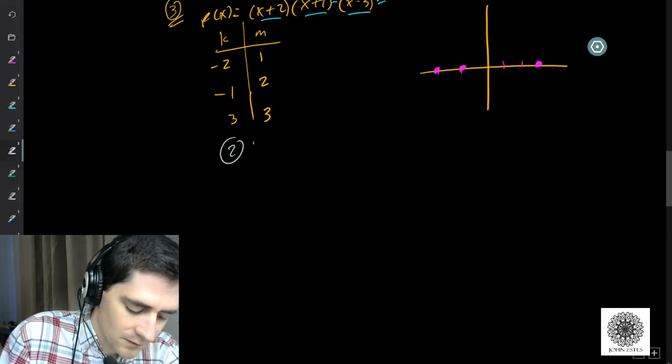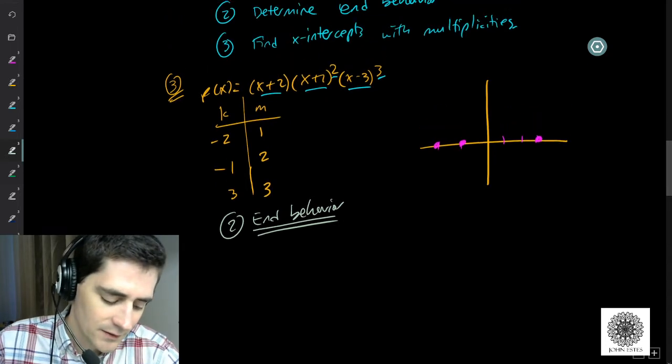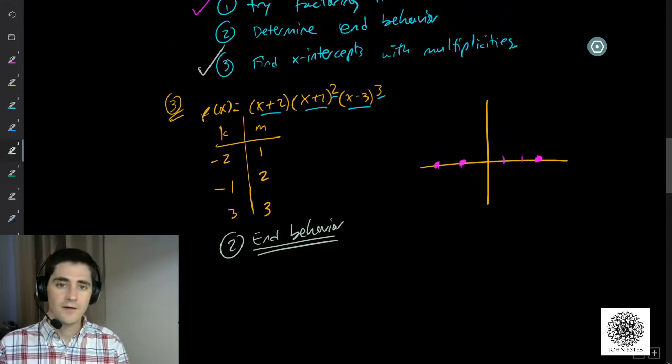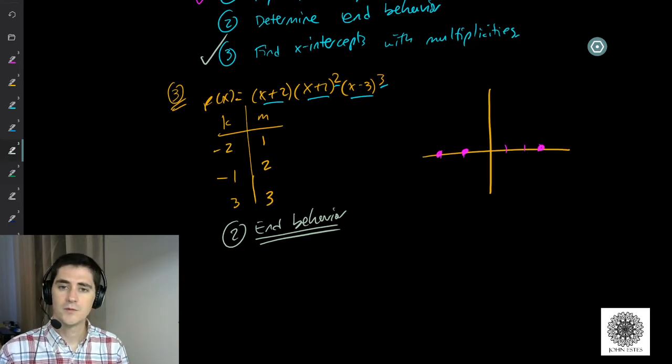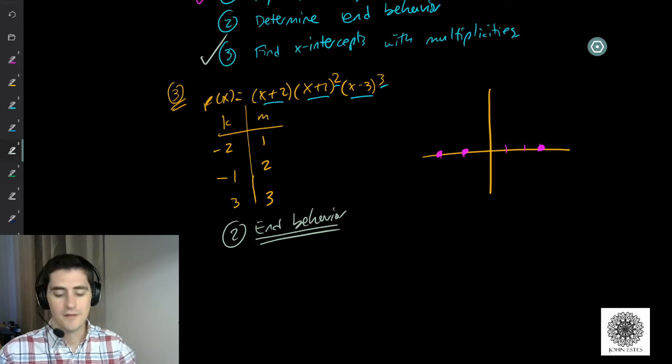So I'll call it 2, end behavior. And we talked about the end behavior earlier. What the end behavior means is what's going on to the right and to the left as x goes out to infinity, x goes out to -infinity. Is this thing going up or down? And it was only determined by two things. First, the leading coefficient, and secondly, the degree, okay?